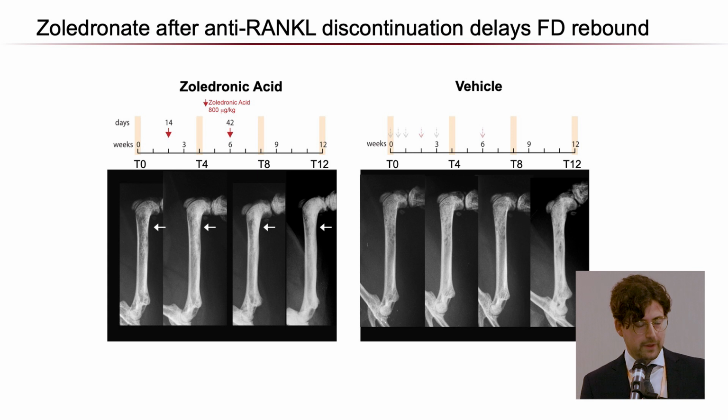And to be thorough, I also included the radiographic results of the zoledronic acid and vehicle groups. We could see some increased bone density in the zoledronate group. However, as you can see here, there is an expansion of the FD lesions into the medullary canal. And in the vehicle group, of course, the disease worsened over time.